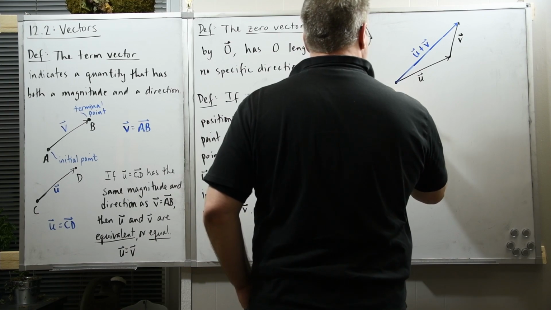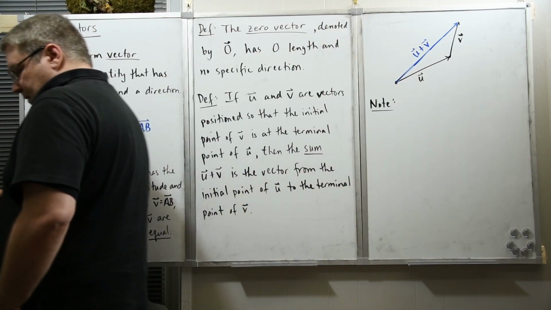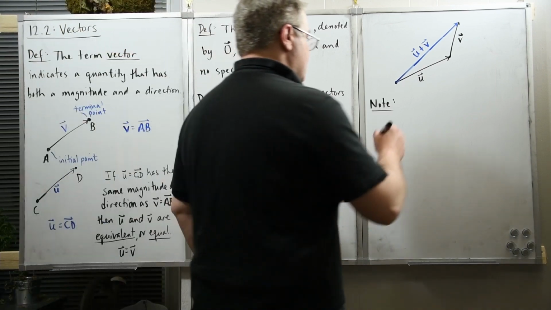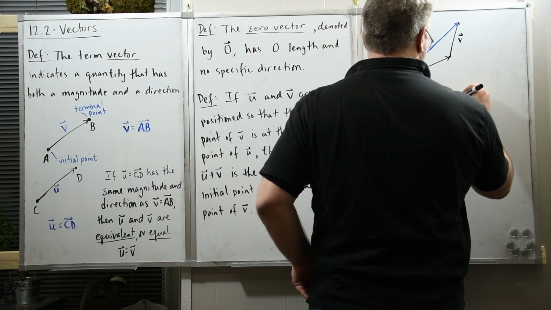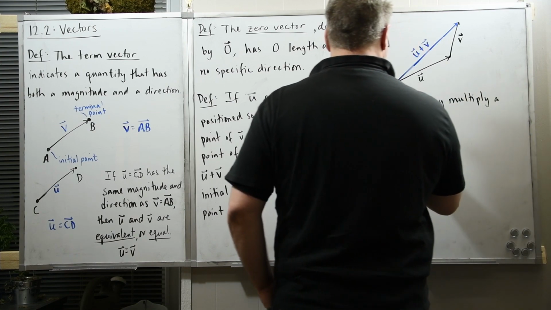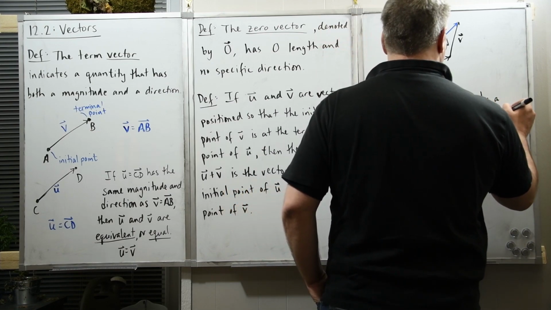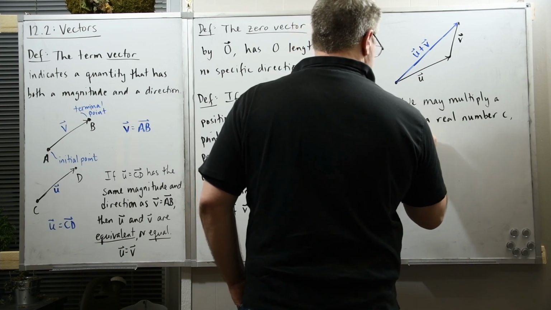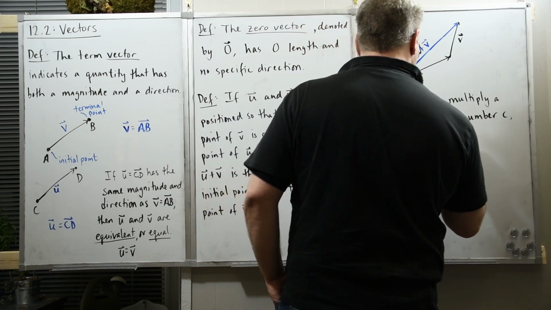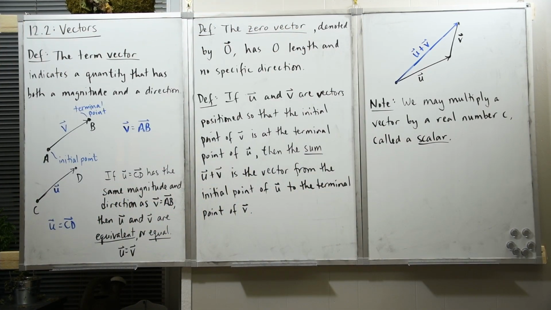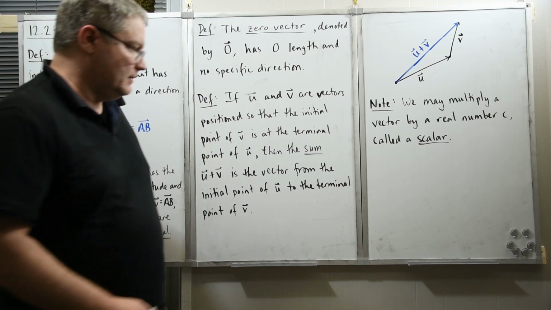Now, for our next definition, we've got a note that says that we may multiply a vector by a real number c. That real number is called a scalar. And so with this note, we can start thinking about what's referred to as scalar multiplication. And that leads us to our next definition.